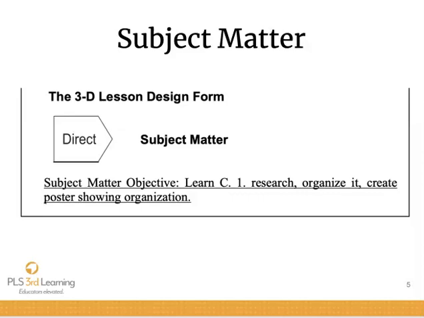I have shortened that goal so that it will fit on this form to read: learn cooperative learning research, organize it, create poster showing organization. Write those words or something similar on your form on the line provided for the subject matter objective. This is the first decision to make when you start to plan your 3D lesson. Determine what skills you want students to develop and what knowledge you want them to attain. This becomes your subject matter objective.